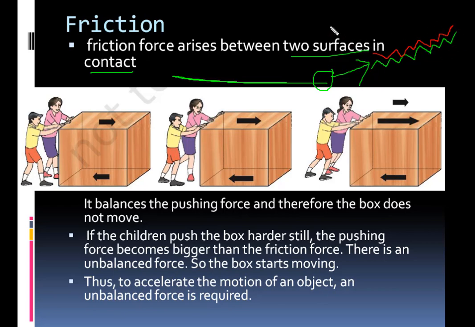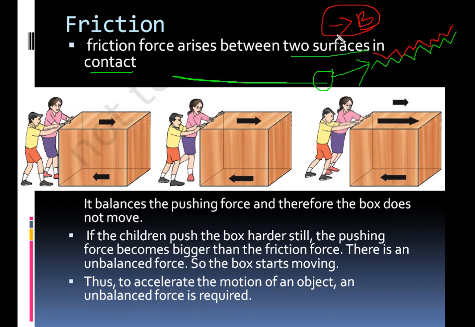Now to move this surface, if we apply balanced force, earlier we talked about balanced force, that if balanced force is applied, the body will not change its position. If balanced force is applied, due to the interlocking pattern, it resists the balanced force. That is why the body is not moving in the forward direction.